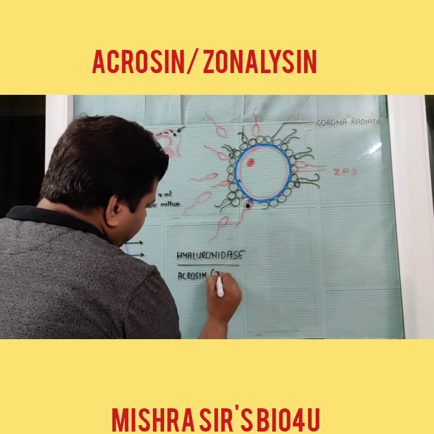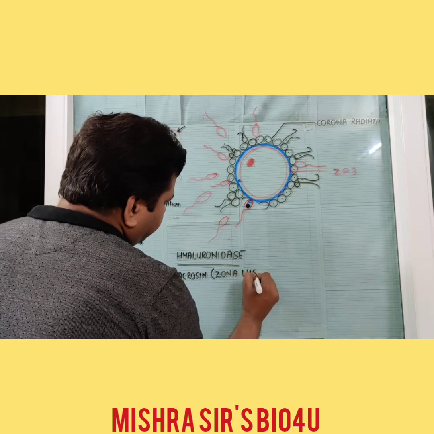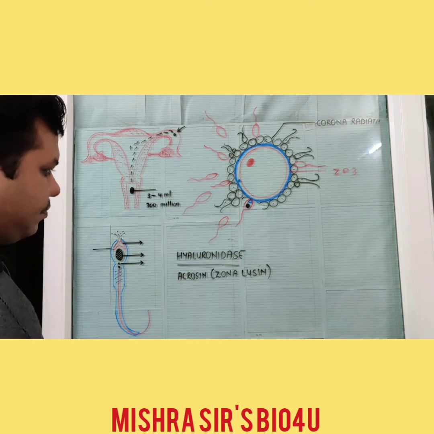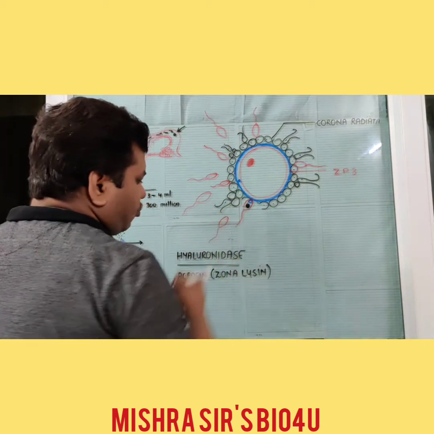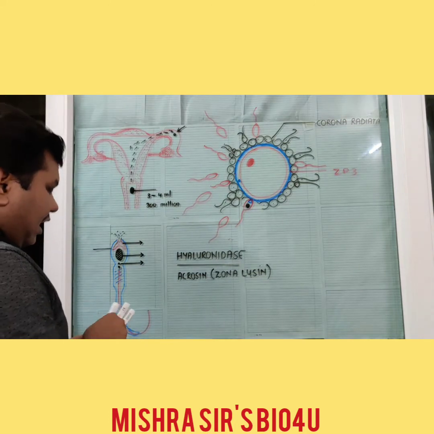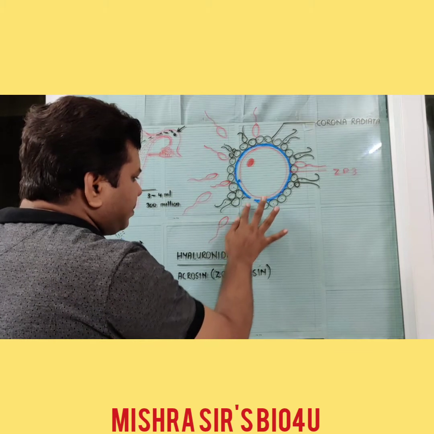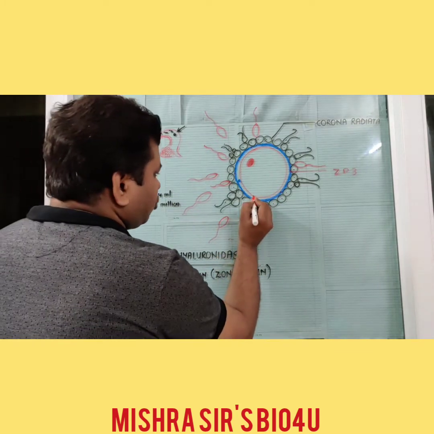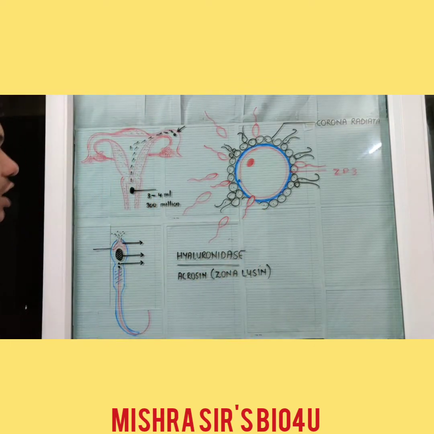Once it reaches the zona pellucida, the sperm produces acrosin, which is also called zona lysin. This zona lysin brings about digestion of the zona pellucida, and now the sperm is able to move into the perivitelline space, or I can say it is able to touch the vitelline membrane.